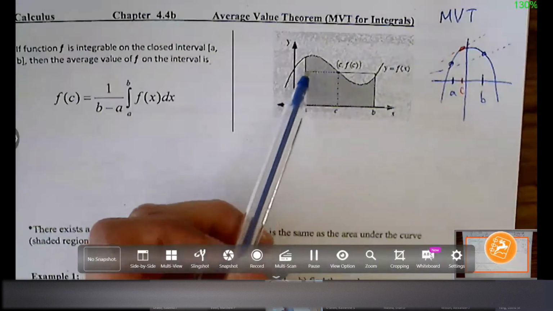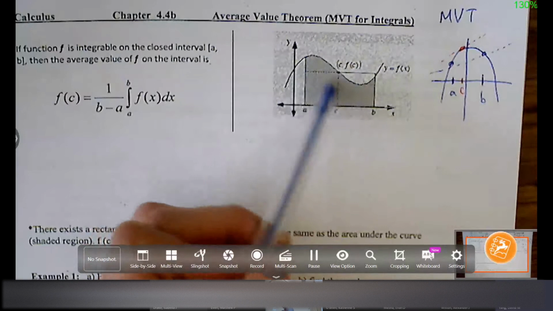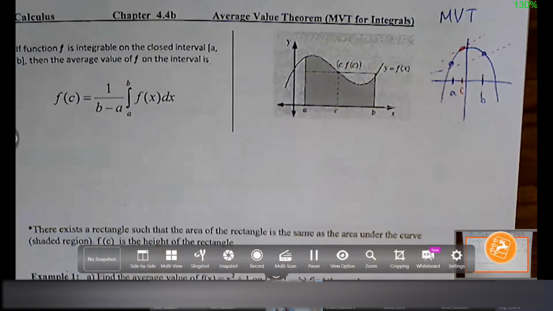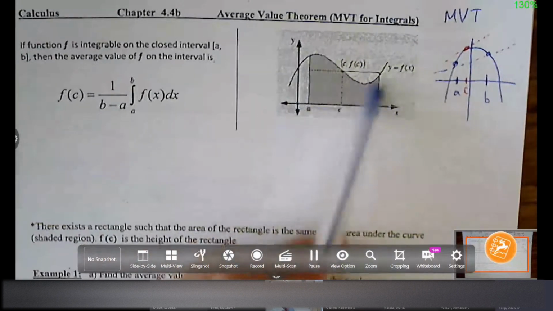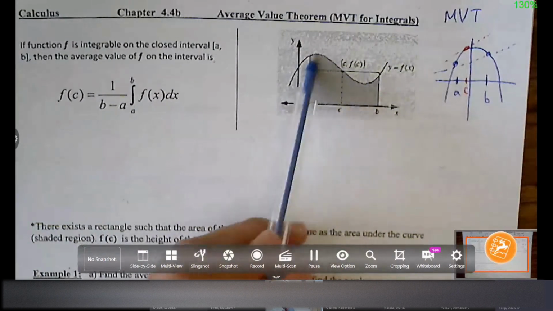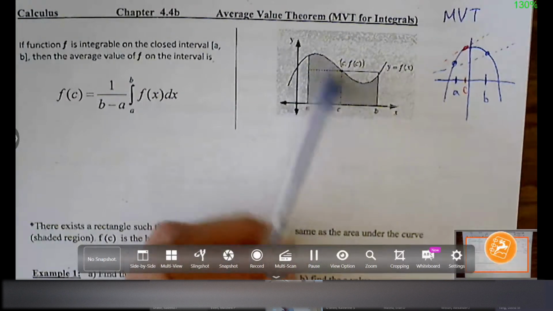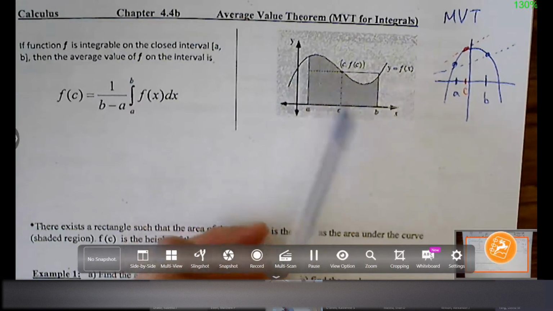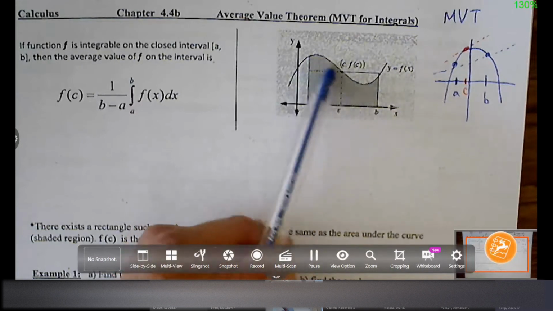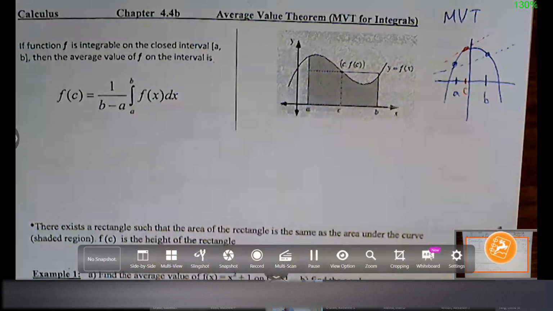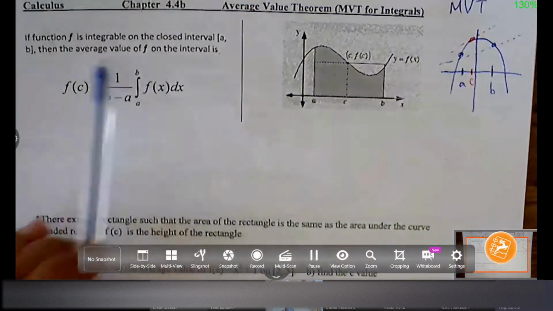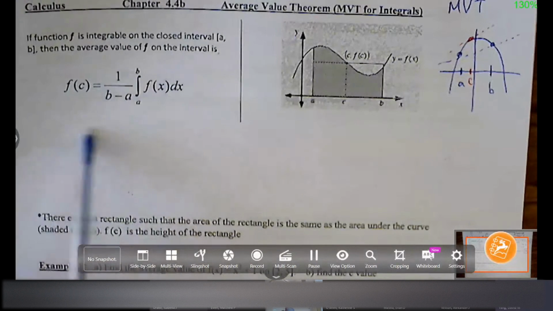Okay, so let's talk about this area here. The area of this region, imagine this was like Play-Doh, where you're able to mold the shape of this object. We can always mold the shape into a rectangle that will share the same area as this region. Whatever rectangle we're able to create out of this shape, the height of that rectangle is going to be the average value. So I'm going to go back to this idea of rectangles, and that will help us understand where this formula is coming from.